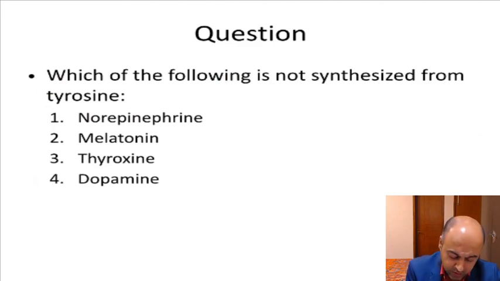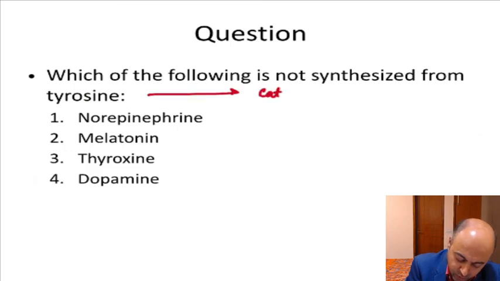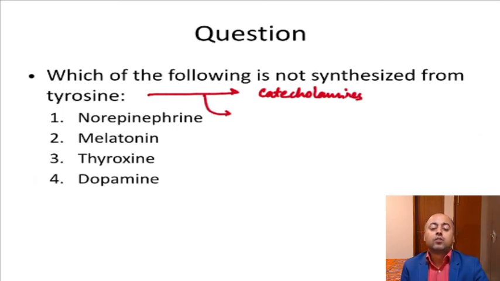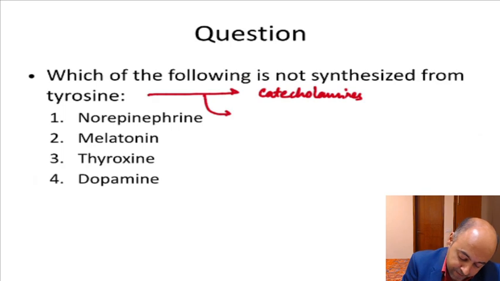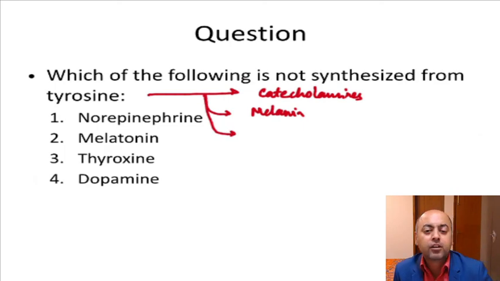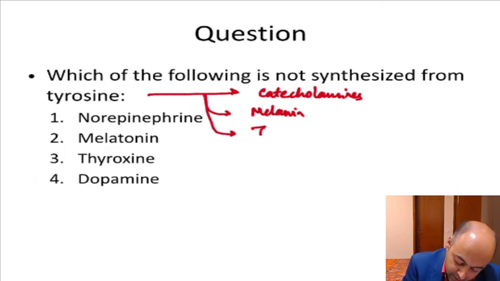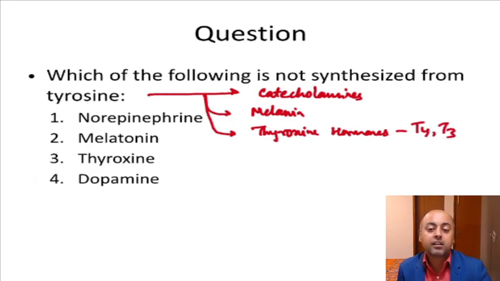Which of the following is not synthesized from tyrosine? When you talk about tyrosine, it will give you three things. It will give you the catecholamines. Tyrosine will give you the catecholamines. It will get converted into melanin, and it will give rise to the thyroid hormones. When I say thyroid hormones, it means both T4 and T3.